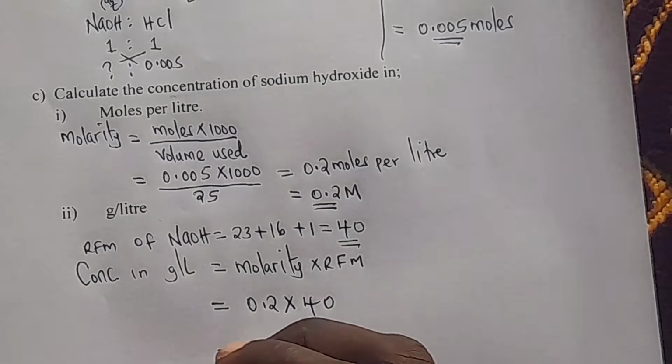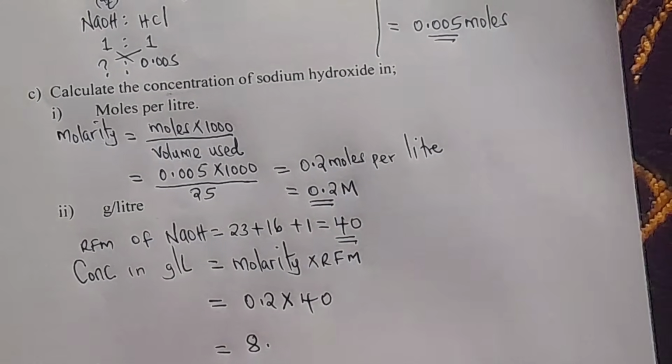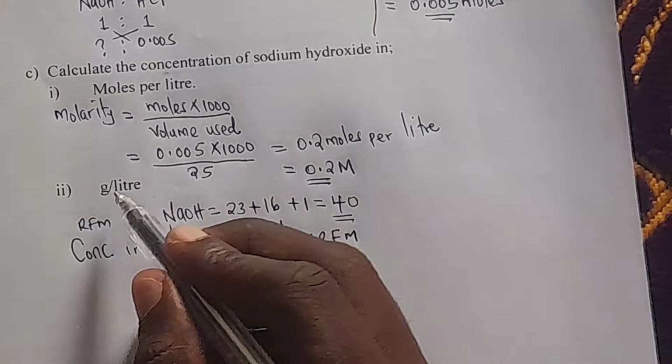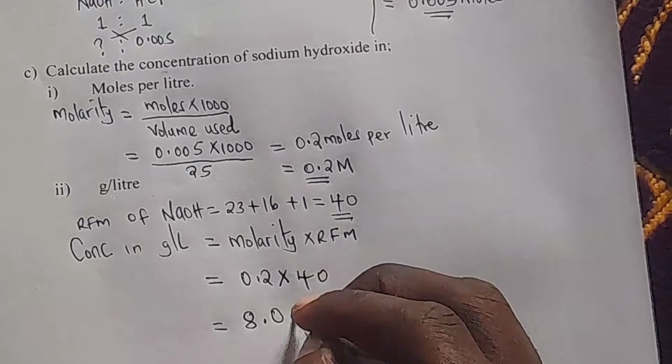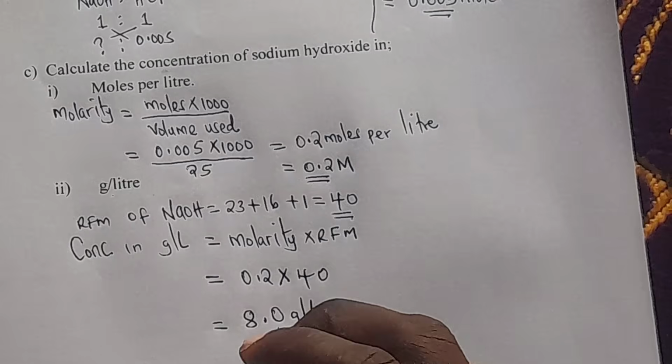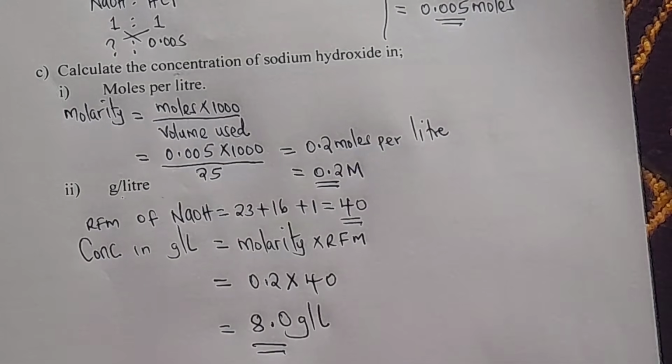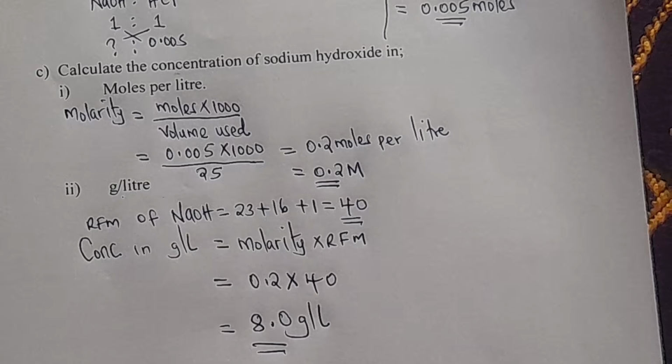So here we are going to get 8.0, and the unit is grams per liter. So that is the concentration of sodium hydroxide in grams per liter. That's the end of our video.